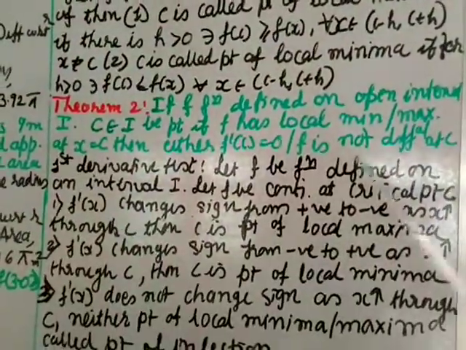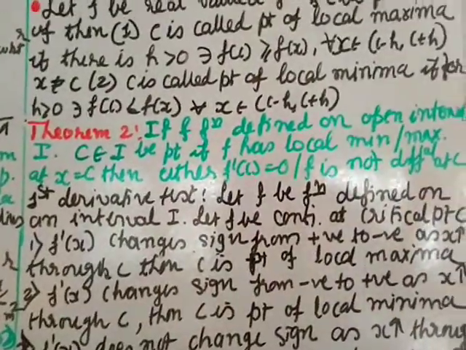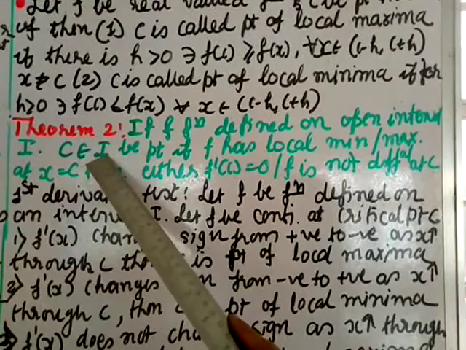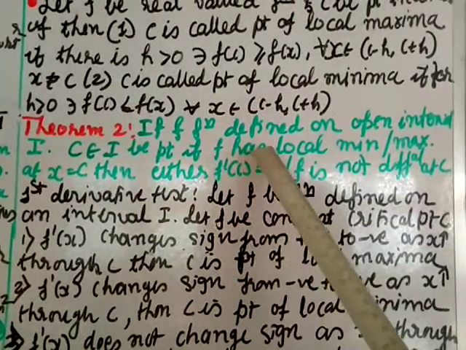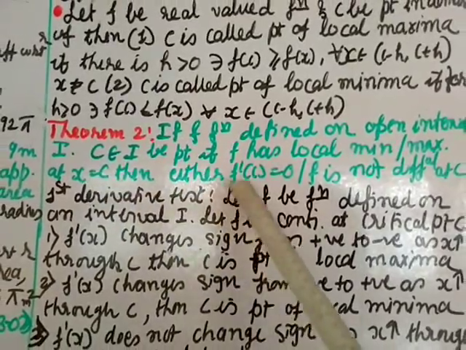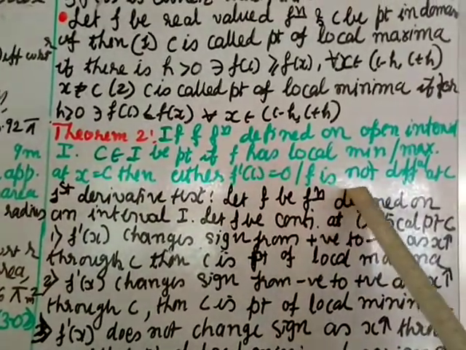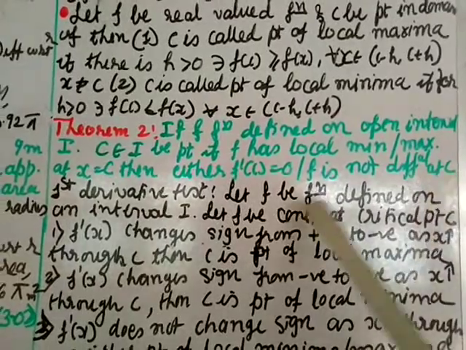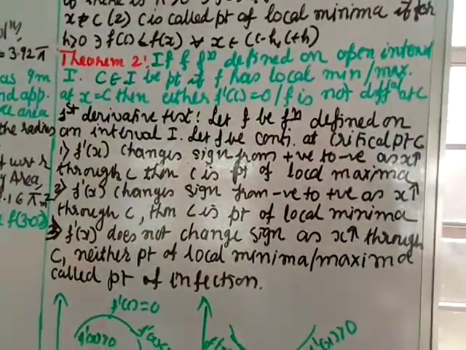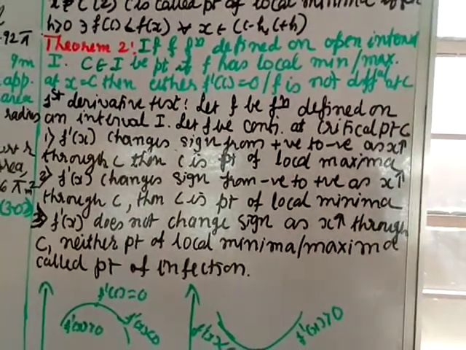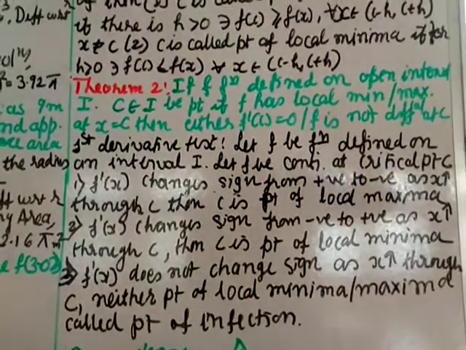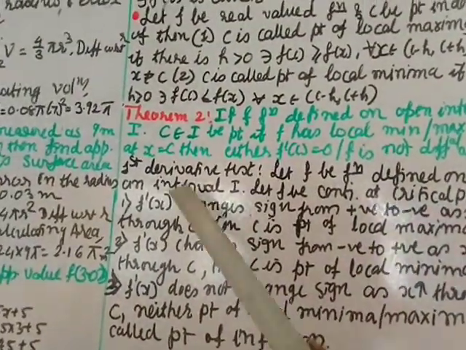Theorem 2. If f is a function defined on an open interval I, c belongs to I, and f has a local minimum or maximum at x equal to c, then either f dash is equal to 0 or f is not differentiable at c. So if f dash equal to 0, then we can find the local maxima and local minima, and that point we call a critical point.